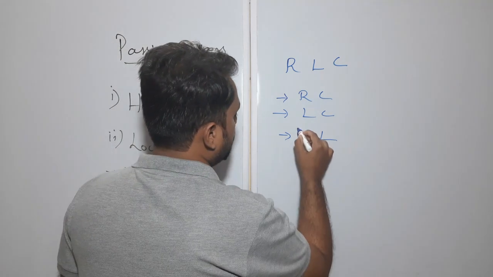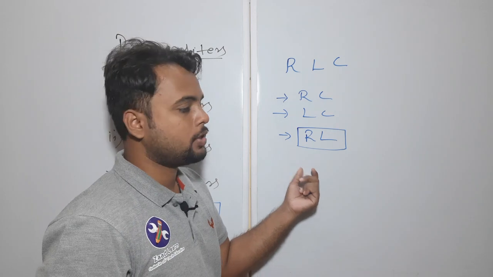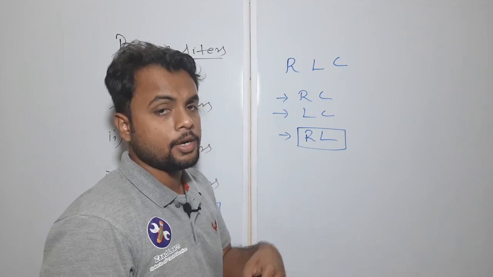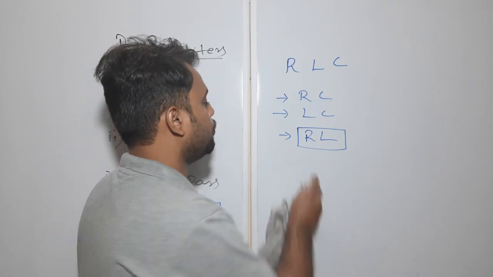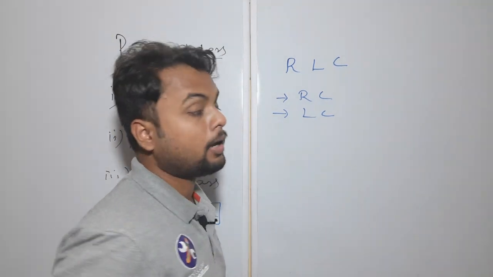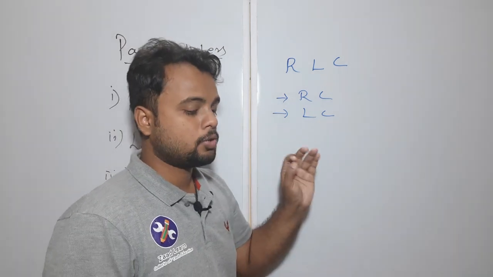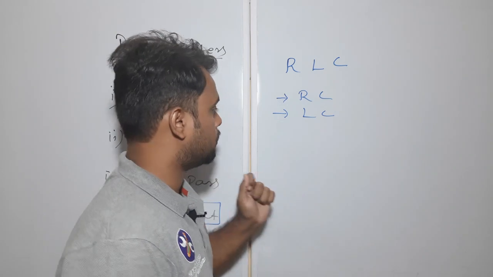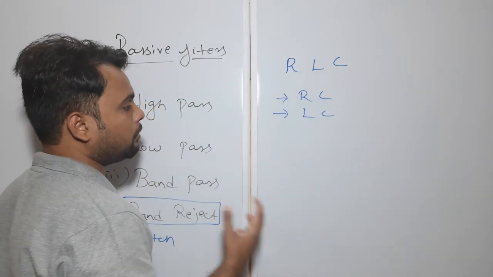The only problem is that the RL filter is not an efficient filter. Sometimes it is not efficient, it's just a combination of resistance and inductance. So basically we never use RL combination filters, but you will find in some books an RL filter written in there. But basically the two main filters that we use in the case of passive ones are RC and LC. These two are basically what we use.